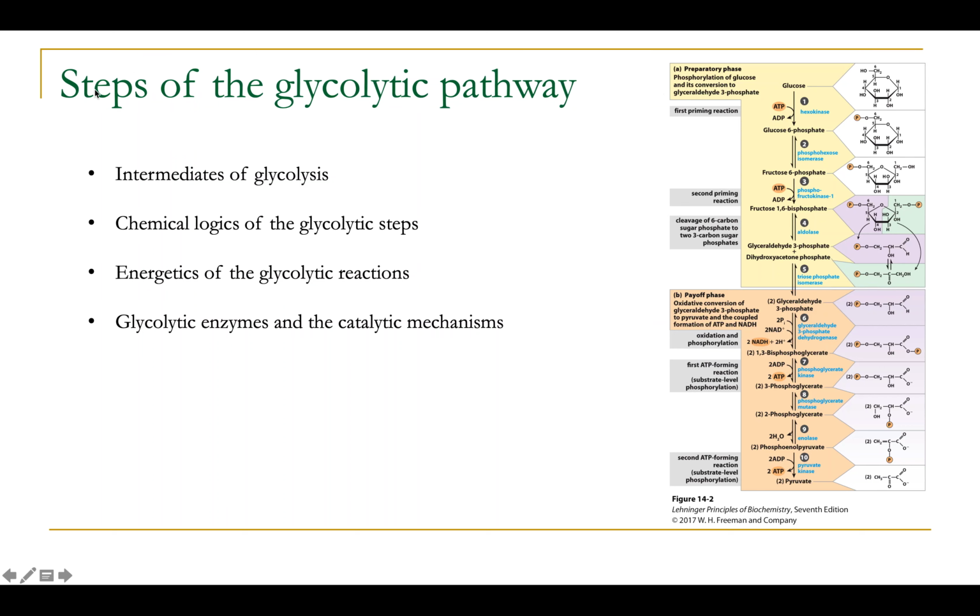Now let's look closer at the steps of the glycolytic pathway. We'll talk about the intermediates of the glycolytic pathway, all 10 chemical reactions for the interconversion, what enzymes catalyze each of these chemical reactions, and the respective mechanism of catalysis.